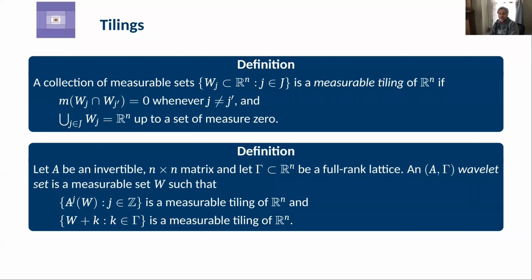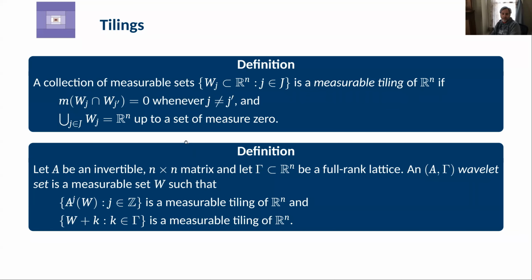So that's the object of study. We want to find matrices, lattices, and sets such that when I apply powers of the matrix, I get a measurable tiling of Rn, and when I translate the set around, I also get a measurable tiling of Rn. That's the object of study. I want to start with a few examples. So let's take n equals 1. We'll think about just R first.